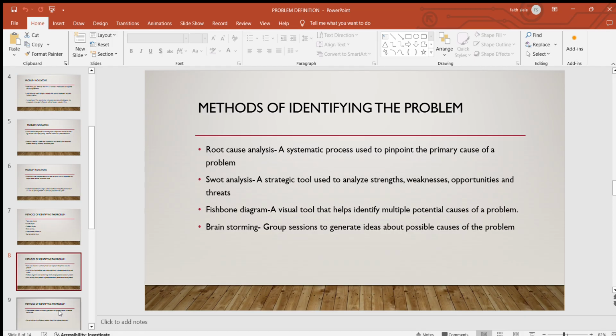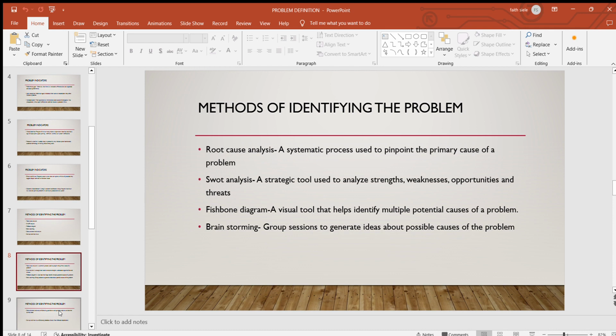So this one often uses the 5 Whys technique, asking why repeatedly to drill down to the core of that particular issue. Then number 2, we have the SWOT analysis. This is a strategic tool used to analyze strengths, weaknesses, opportunities, and threats. The SWOT analysis usually helps in identifying internal weaknesses or external threats which are causing a particular problem.